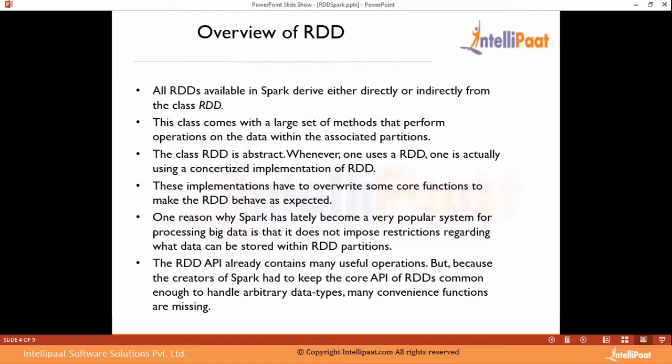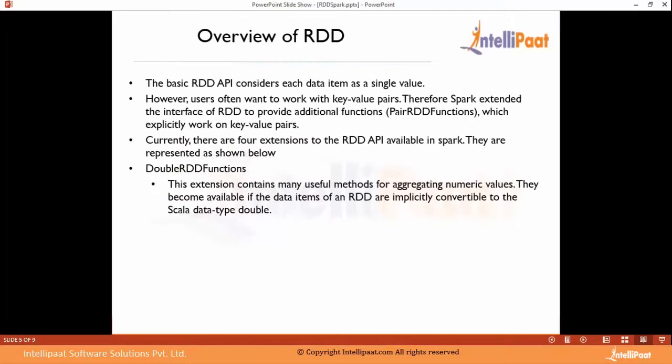It really doesn't care about what data is getting stored in the partitions. Okay, the RDD API already contains many useful operations. Because the creators of Spark had to keep the core API of RDD common enough to handle arbitrary data types, many convenient functions are missing. So the basic RDD API considers each data item as a single value.